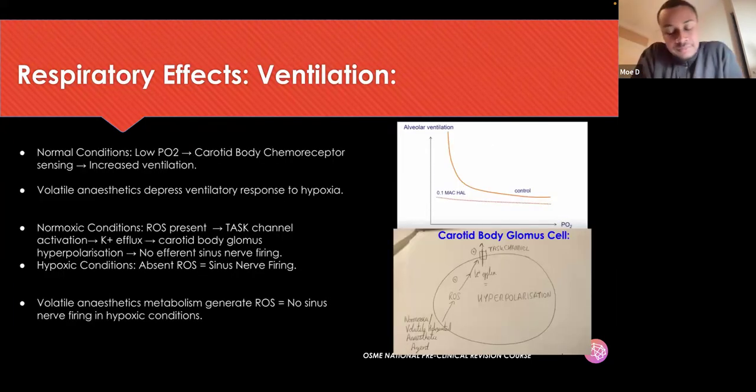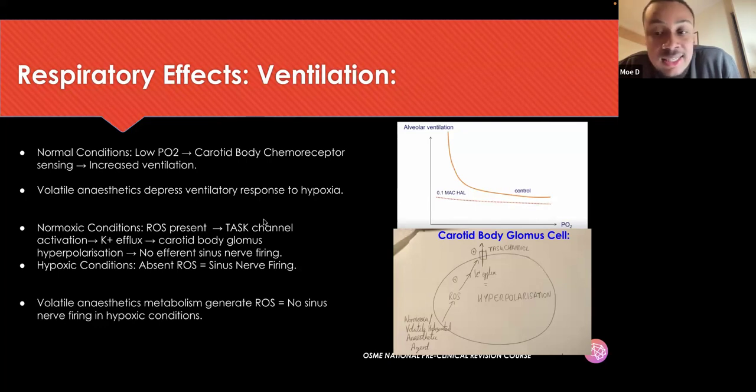Now, in terms of the effects of volatile anesthetics on ventilation in response to hypoxia, if you look at this graph, the control line shows you the normal response you get to low PO2. So what happens is when you get low PO2 at a certain point, the carotid body chemoreceptors sense that, and you get that increased ventilation. And what volatile anesthetics do is that they depress the ventilatory response to hypoxia. So as you can see here, when you reach the hypoxic conditions, there's no change in the ventilatory response.